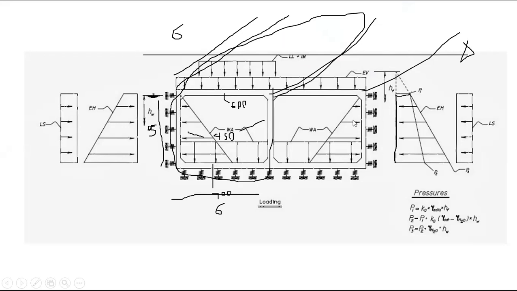I'll be taking only one segment of 5 meters by 6 meters, and the thickness of the roof slab will be around 600 millimeters, and the walls are 450 millimeters, while the base is 700 millimeters.